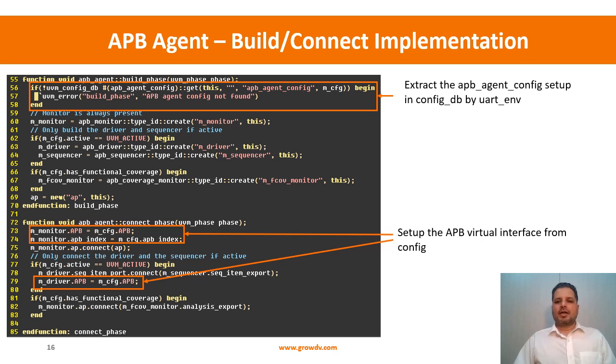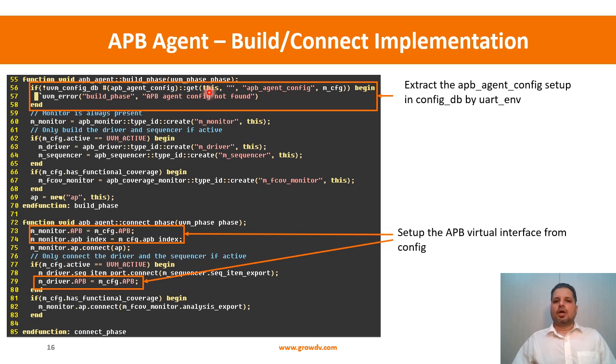So we have looked at the APB agent declaration. Now let's look one level deeper into how the implementation happens. First let's look at the build and the connect phase. In the build phase task, the first step is that from the config DB, we extract the APB agent config, because that's where the virtual interface is located.